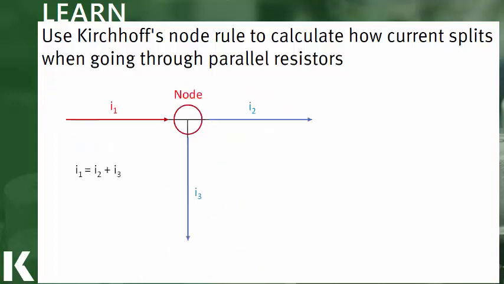This figure here is just diagramming what a node would look like in a circuit where we have our current coming in, our current coming out. And notice our current I1 going in is equal to the sum of I2 and I3, or the current going out. Now let's take a look at some practice questions.